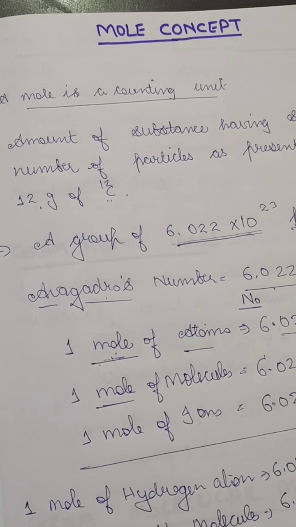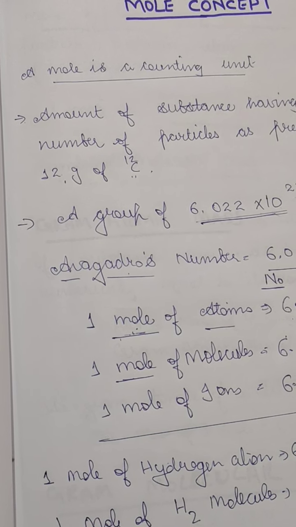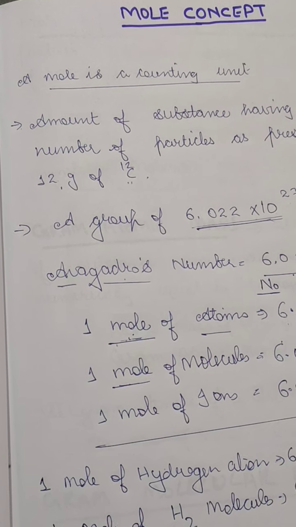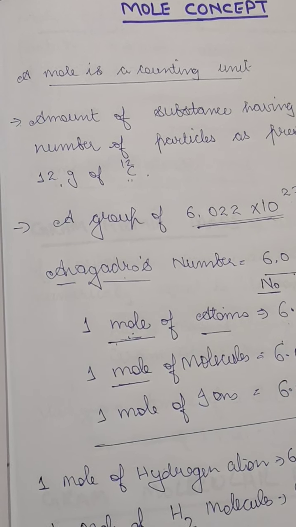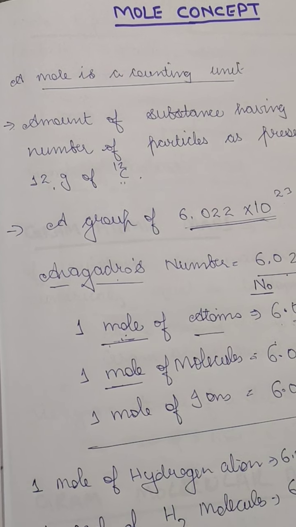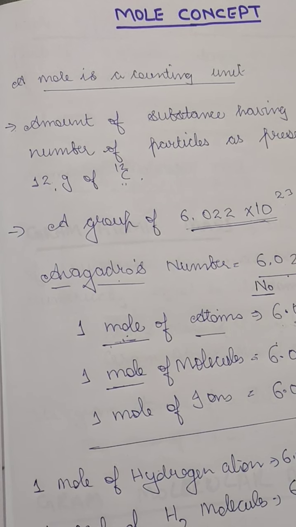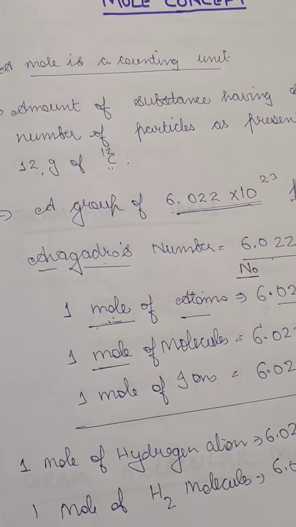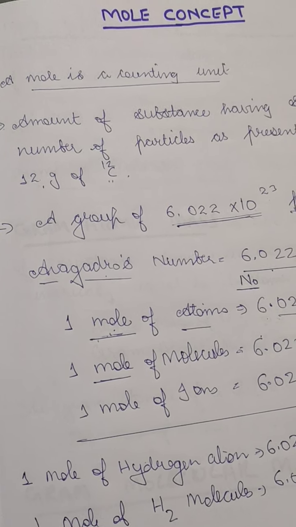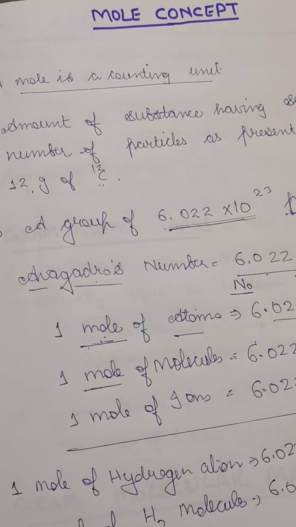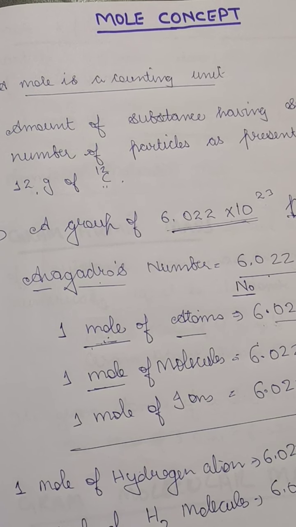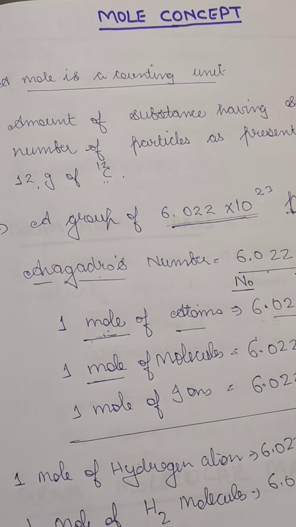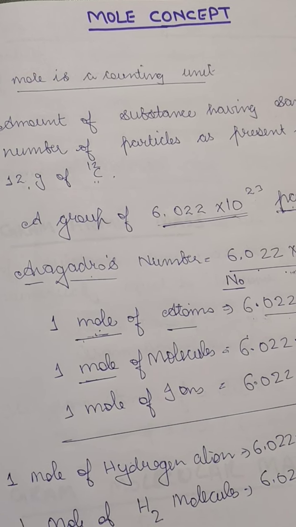So mole is just a counting unit. It's the amount of substance having the same number of particles as present in 12 grams of carbon, and mole can be defined as a group of 6.022 × 10^23 particles. Particles can be anything. It can be atoms, molecules, ions or anything else. A mole represents a definite number of particles, which is 6.022 × 10^23, also called Avogadro's number, which is a constant number.